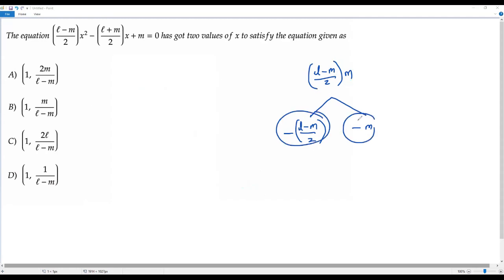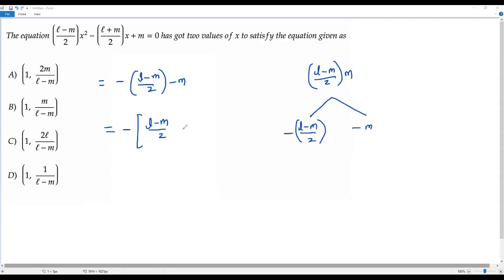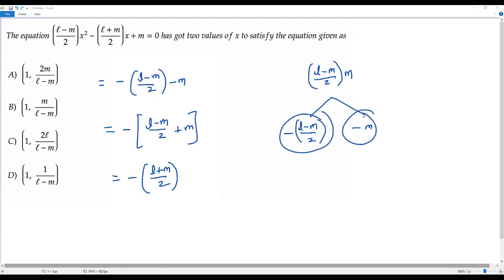Now we can add these two factors, that is negative of (L − m)/2, minus m. Here both terms contain a negative sign, so we can factor the negative sign out. Then we'll have (L − m)/2, and when the negative sign is factored out, this negative m will become positive m. Already we have simplified this, and we got the result as (L + m)/2. When I multiply these two factors, I am getting this exactly. And when I add these two factors, I am getting negative of (L + m)/2. That's exactly the coefficient of x.